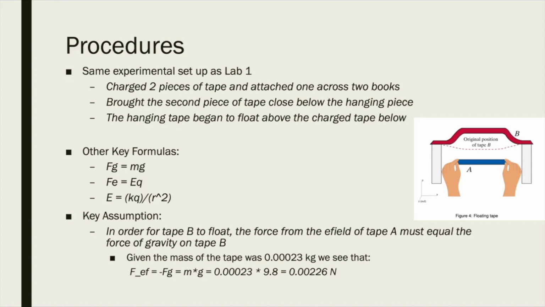Other key formulas we see is the force of gravity is m times g, mass times the gravitational constant, Fe equals E times Q, and then E equals kQ over r squared. And then a key assumption: in order for tape B to float, the force from the E field of tape A must equal the force of gravity on tape B. And given the mass was 0.00023 kilograms, we see that this force is calculated to have a magnitude of 0.00226 newtons.